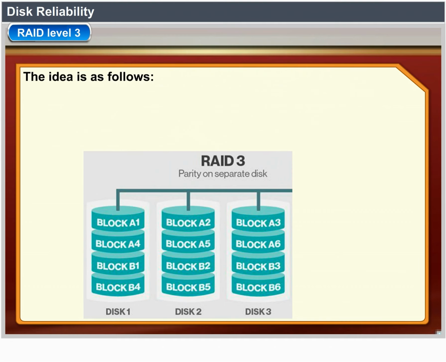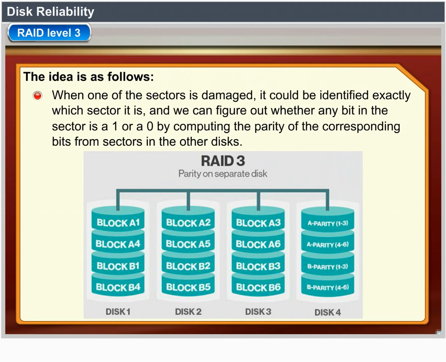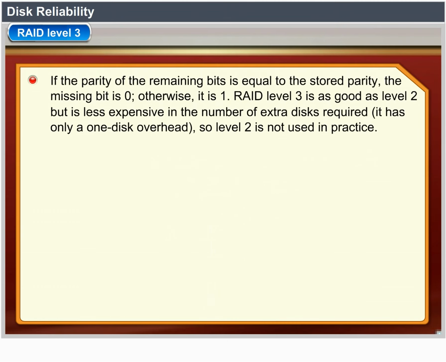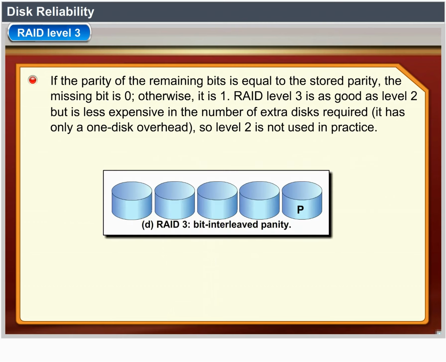If one of the sectors is damaged, we know exactly which sector it is, and we can figure out whether any bit in the sector is a 1 or a 0 by computing the parity of the corresponding bits from sectors in the other disks. If the parity of the remaining bits is equal to the stored parity, the missing bit is 0. Otherwise, it is 1. RAID Level 3 is as good as Level 2 but is less expensive in the number of extra disks required. It has only a 1 disk overhead, so Level 2 is not used in practice. Level 3 is shown pictorially in figure above, D.